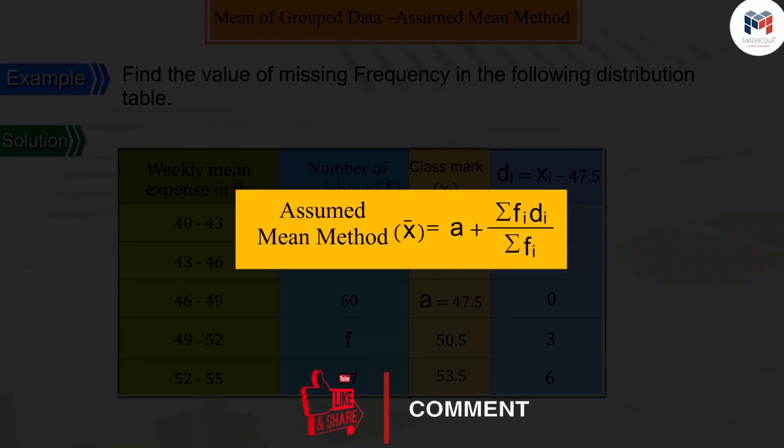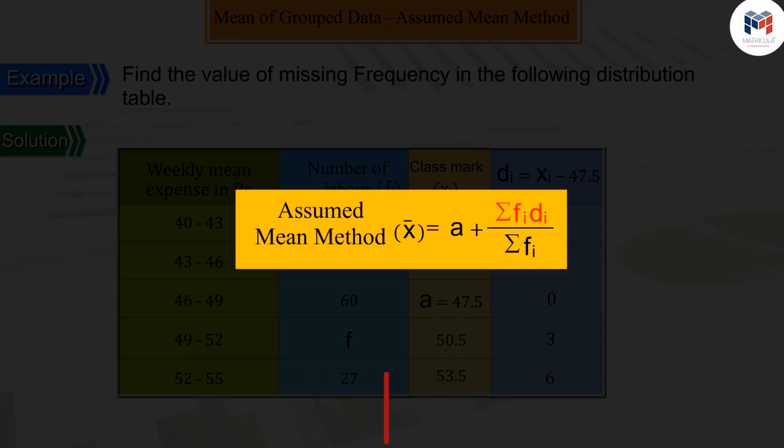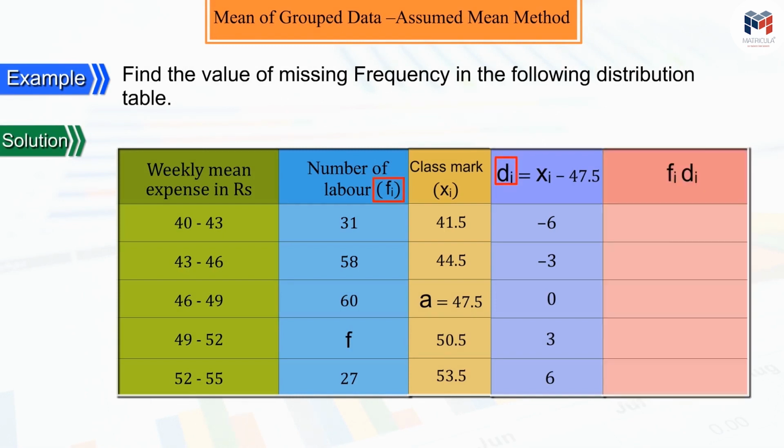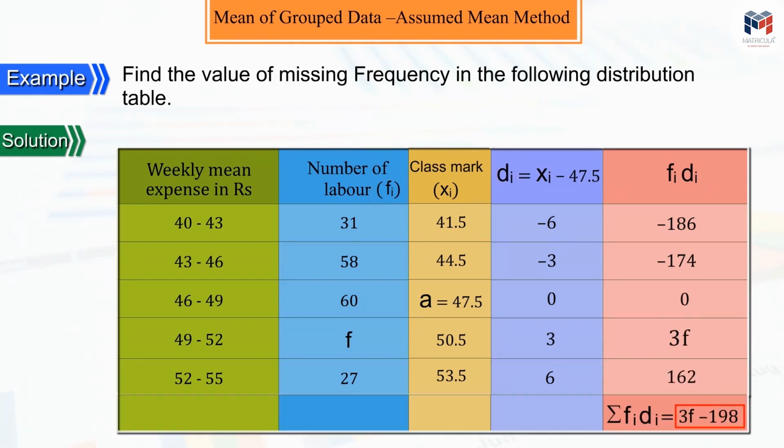From the assumed mean method, we can see here that we need the sum of the products fi di and the sum of frequencies fi. So we multiply each di by its corresponding frequency fi and get their sum equal to 3f minus 198, while the sum of corresponding frequencies is obtained as 176 plus f.